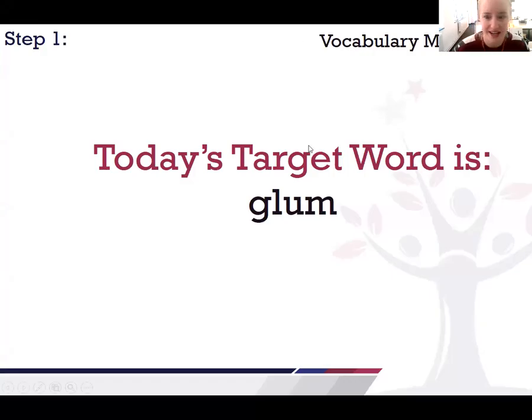Everyone, and welcome to today's English lesson. So we're going to start our session by exploring a new word, and then we'll move into looking a little bit more at our new book that we've been learning about. So today's target word is glum. Your turn. Glum. Your turn.